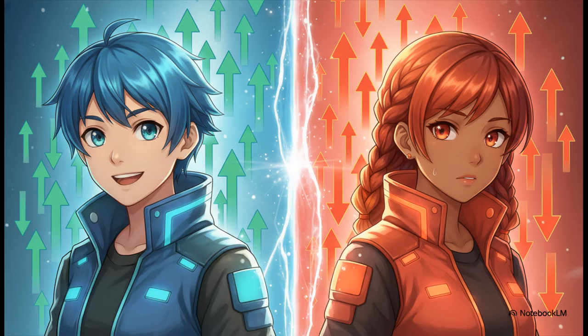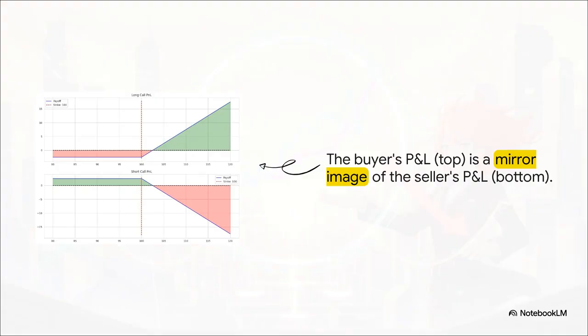But remember, we had to buy this option from someone. They're on the other side of this zero-sum game. So what does their world look like? And here it is. This is the big aha moment. The seller's profit and loss is a perfect exact mirror image of ours. Our red zone of loss, that's their green zone of profit. Our unlimited potential gain, that's their unlimited potential loss. For every single dollar we make, they lose a dollar and vice versa. This is what we mean by a zero-sum game, visualized right in front of you.